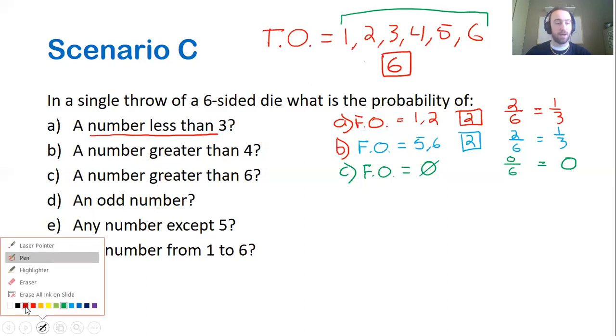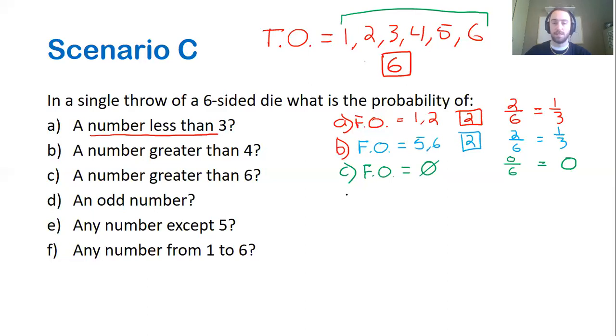D is asking for any odd number. So simply, we're going to write out our favorable outcomes. We have 1, 3, and 5, giving us 3 favorable outcomes. Total outcomes, again, is 6. So we have 3 over 6, or simply 1 over 2.